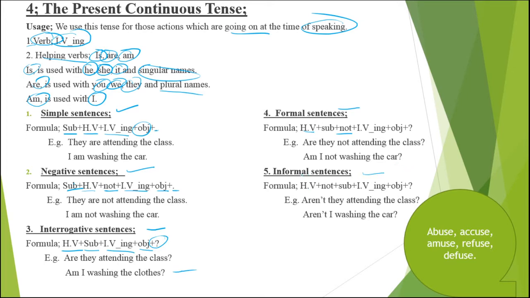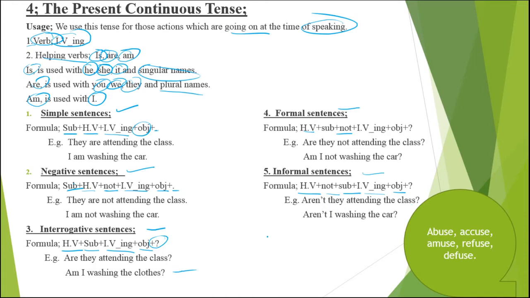Informal sentences, those sentences in which we ask question and deny the statement, and we ask them in an informal way, in a friendly atmosphere, and we use it with those whom we are free with. Formula is helping verb plus not, they will come together, then subject plus first form with ing, object and question mark. Example: aren't they attending the class? Aren't I washing the car?